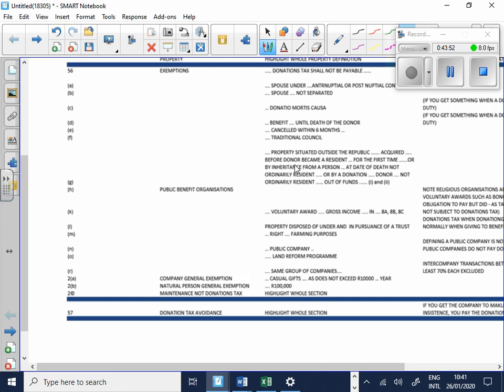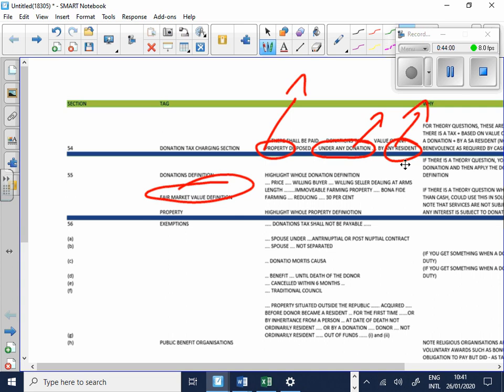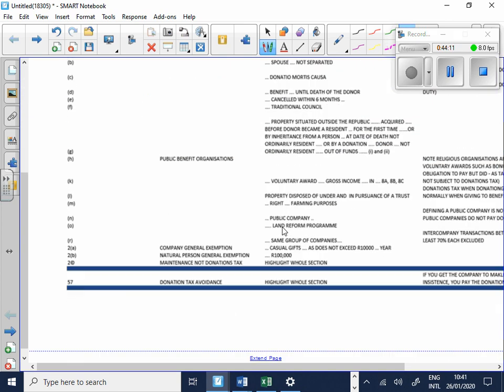So what should you do when you're doing donations tax in an exam? Open up your SAICA legislation handbooks. You can have a quick look to say that's the charging section and you've got property under donation by a resident. Okay. I've got what the donations definition is, fair market value and the definition of property. They're all my exemptions. Donations tax avoidance, section 57, that's where you get your own company to pay.